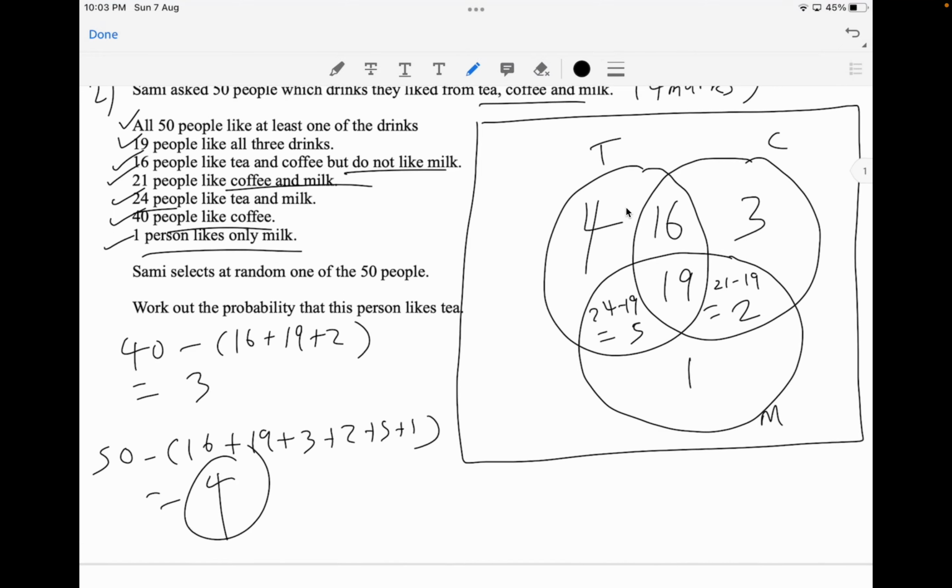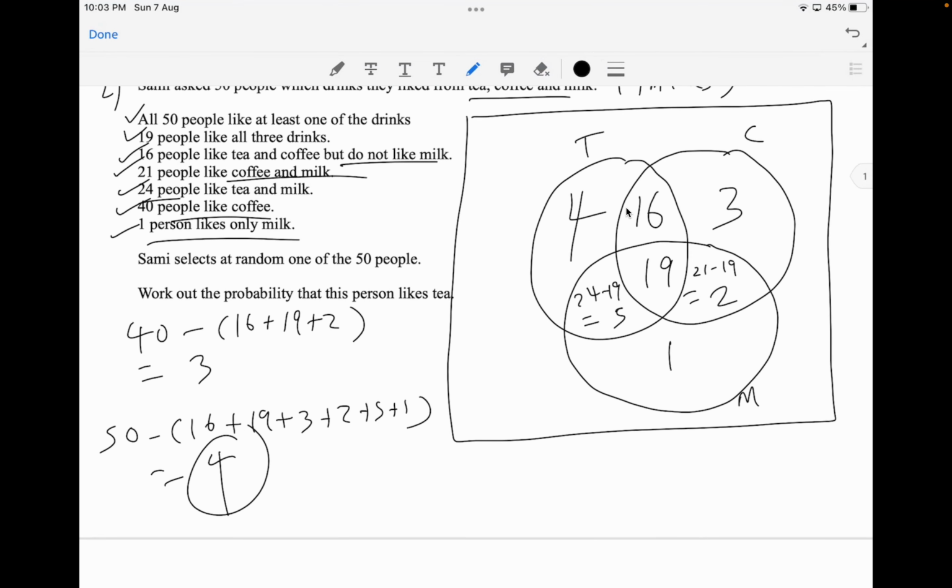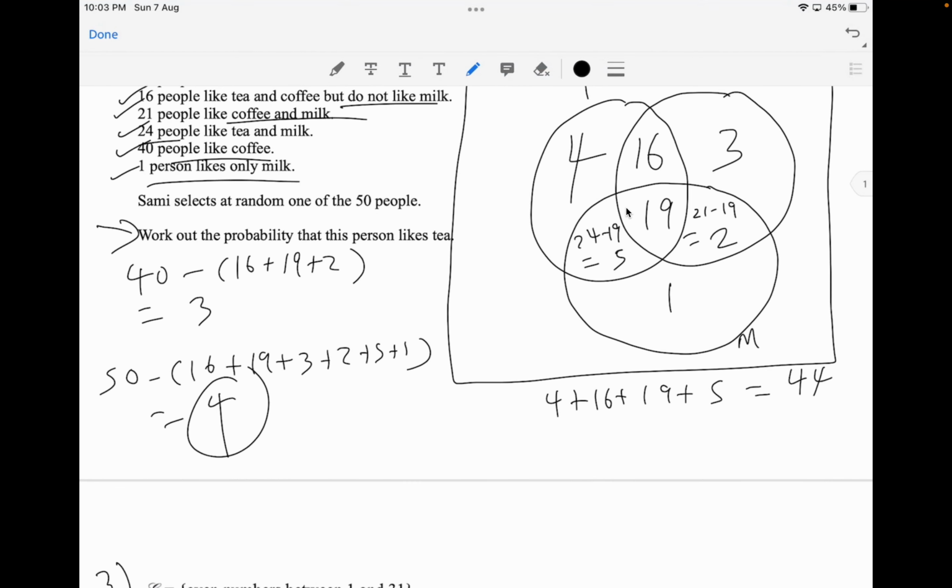Now the question's not over. All we have done is just draw a diagram. The question ends here saying work out the probability that this person likes tea. So what's the probability of the person liking tea? What's the values there? You have 4 plus 16 plus 19 plus 5. That's everything in the T circle, right? So if we add all of that up, you get a value of about 44. Since probability is a fraction, it's 44 out of 50 people who like T. So it's the probability that a person likes T.